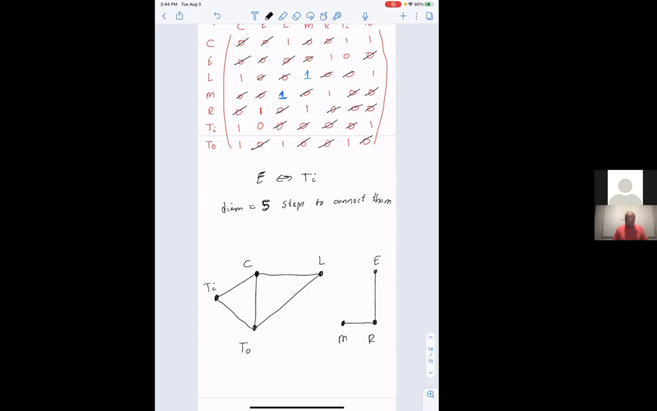So this is kind of strange. How can E and TI connect at all? So let's do this again. Castle Bay has 3, TI, TO, and L. I have them all written down. Eig only goes to R.